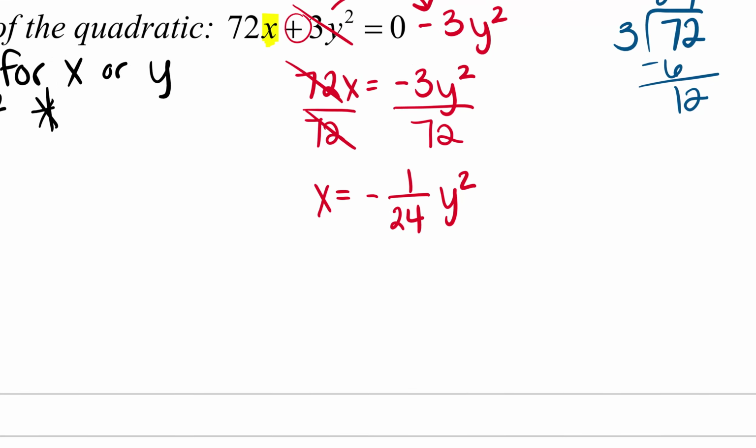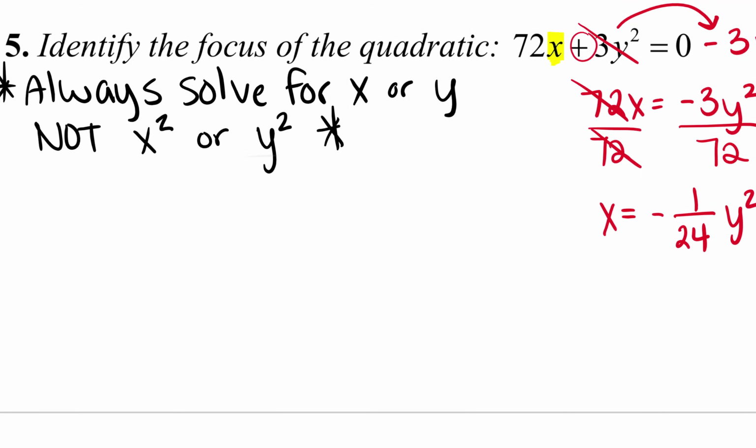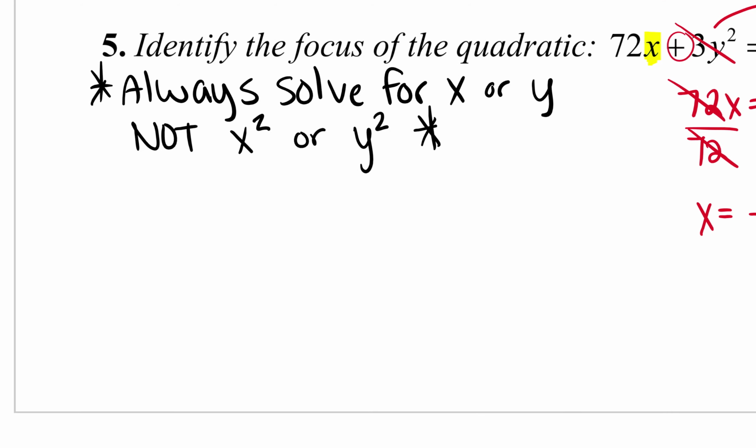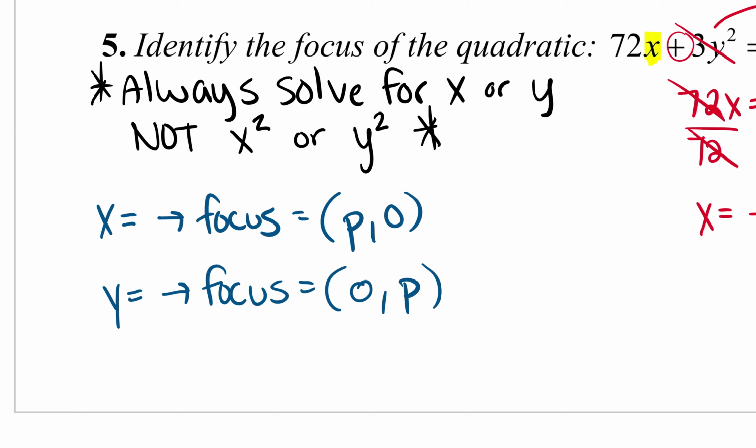Alright, so I need to find the, let's say, the focus. Alright, focus, yes. So over here I'm going to go ahead and write some notes again. If I have an x equals parabola, my focus is going to be p comma 0. If I have a y equals parabola, my focus is going to be 0 comma p.